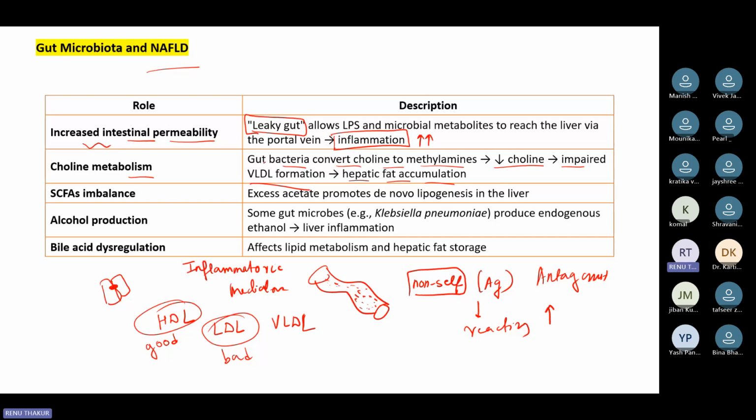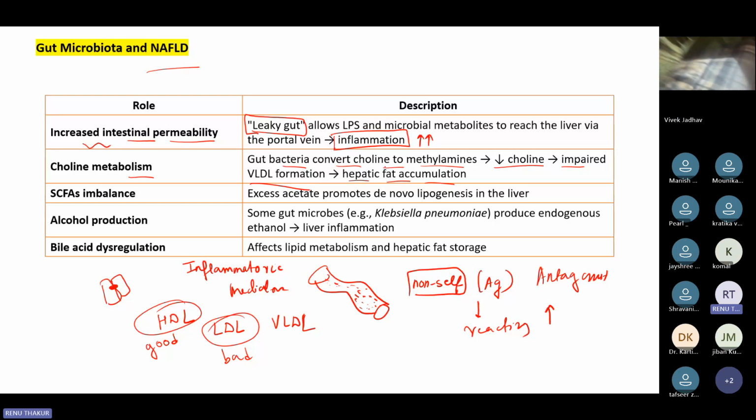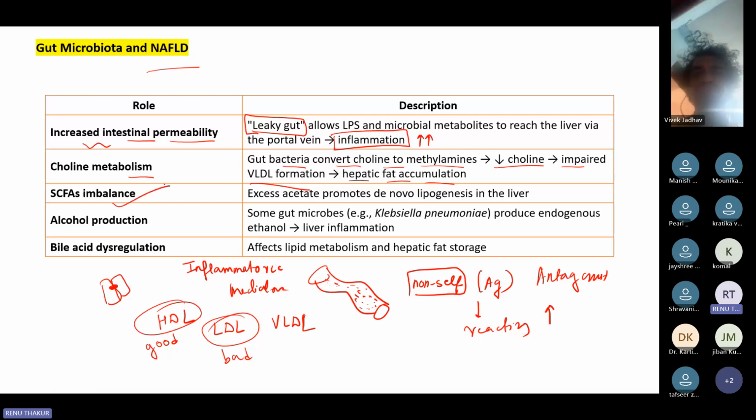So whenever your gut bacteria are converting choline to methylamine, there will be a decrease in choline. Choline is a protective molecule. So this is also going on in our body whenever we are having a dysbiosis condition. And the most common one, which we have been studying since the first day, is SCFA, short chain fatty acid imbalance. Excess acetate promotes lipogenesis in the liver. Lipogenesis means synthesis of lipid.